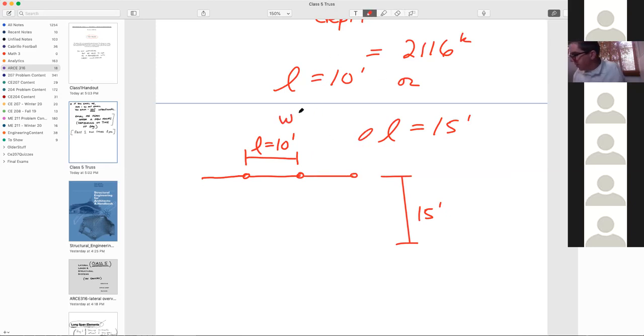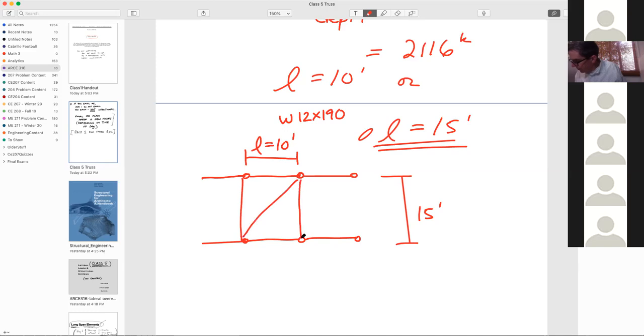We'd be using W12 by 190. And if we used instead an L of 15, we would use W14 by, what was it, 230?